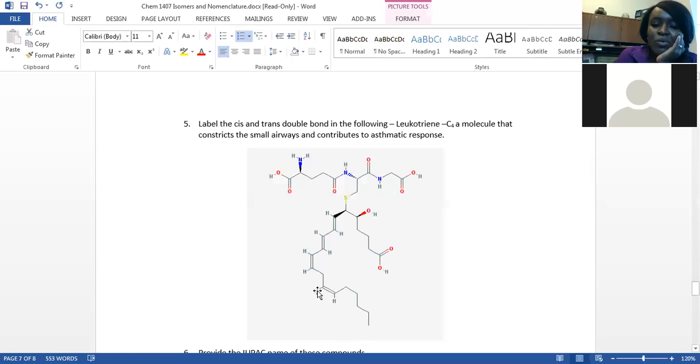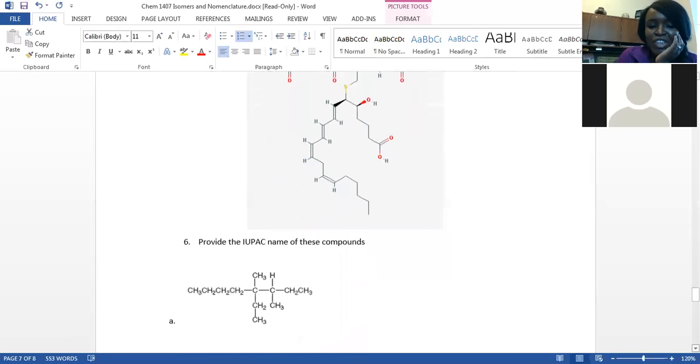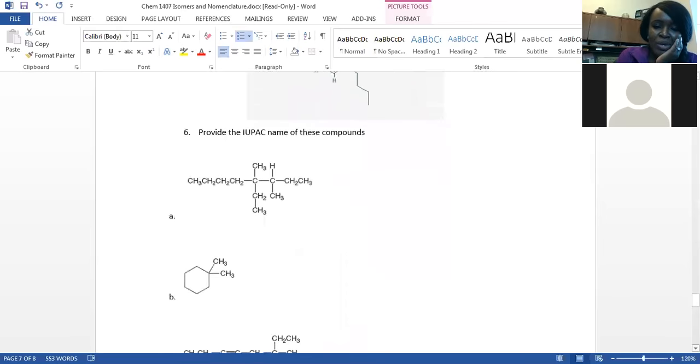Cis, same side. So when the hydrogens are on the same side, that makes it cis. So you pretty much circle this one here as cis. Okay, I'll let you figure out the rest of them. And let's see, IUPAC nomenclature when it comes to the naming.